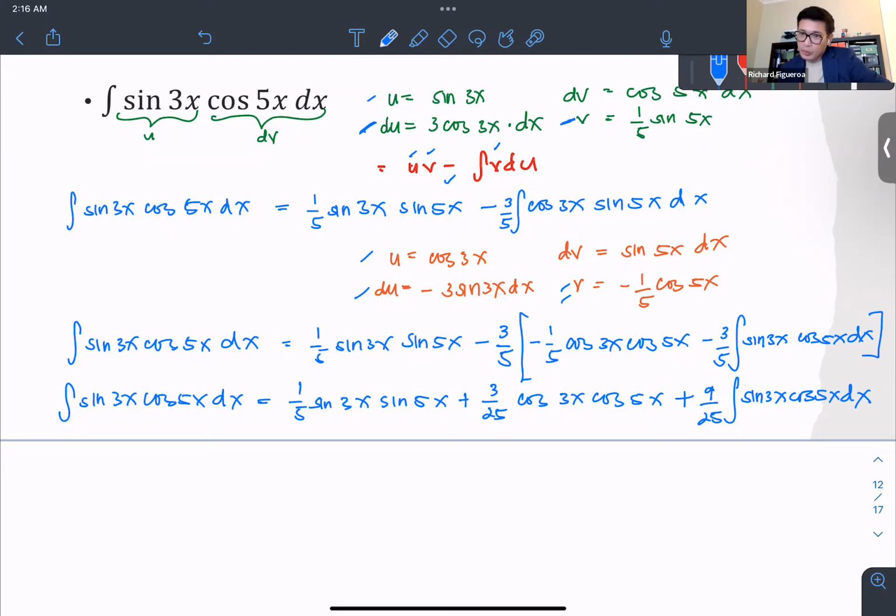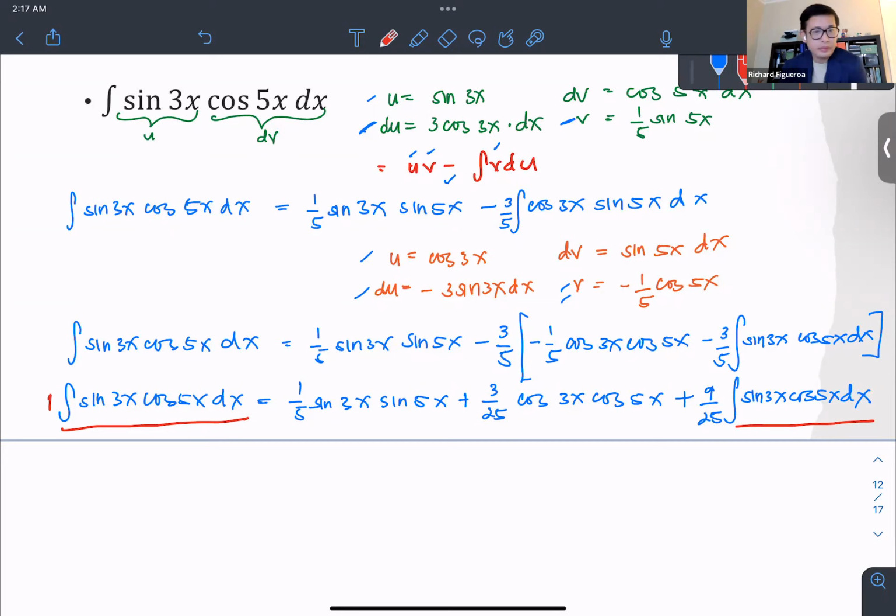Actually, we cannot integrate that one right away again. But this time, looking at this integrand and the original integrand, those are the same. The only difference is the numerical coefficient. The numerical coefficient of this is 1, and the other one is 9 all over 25.